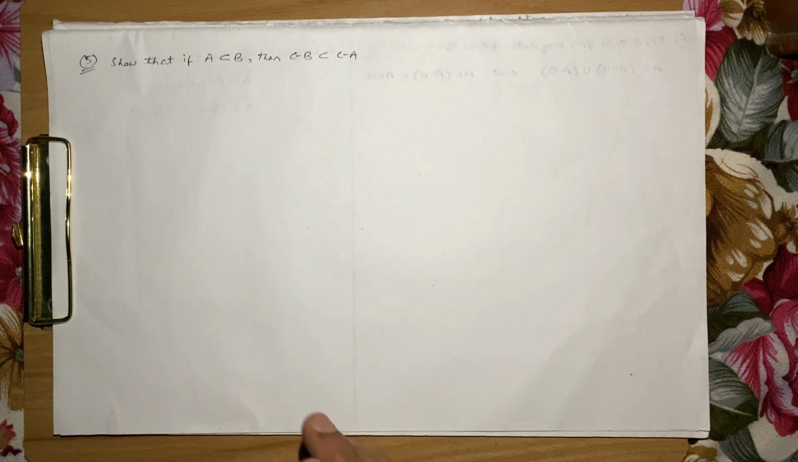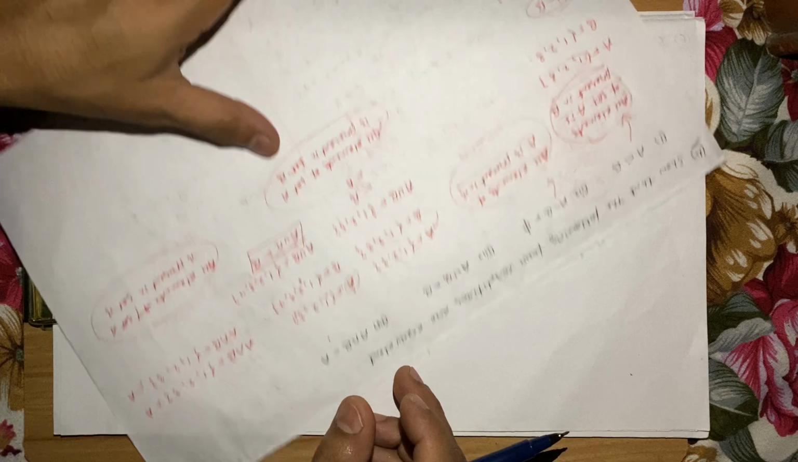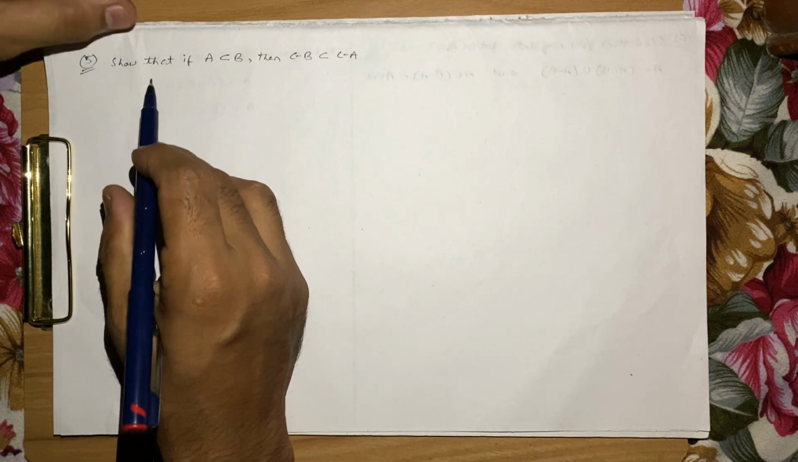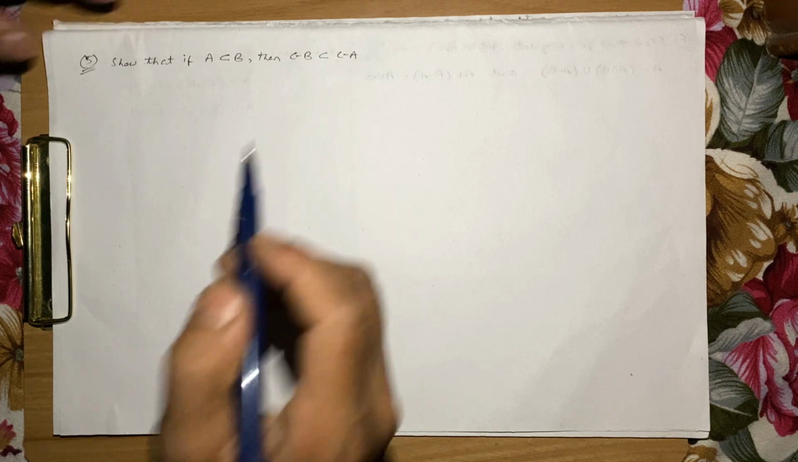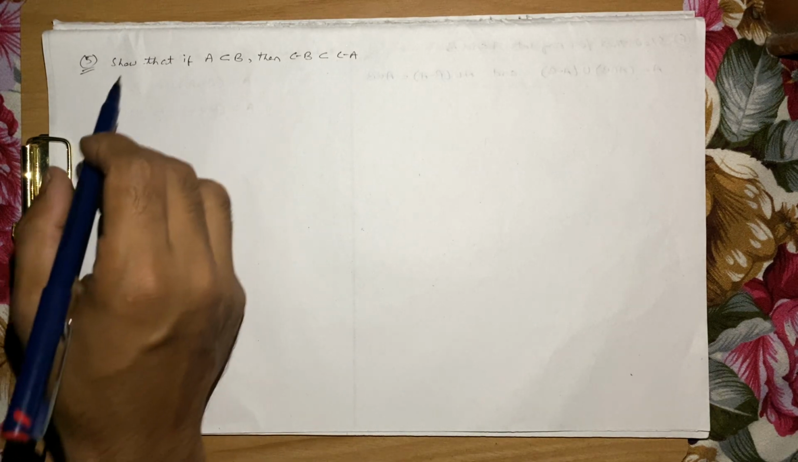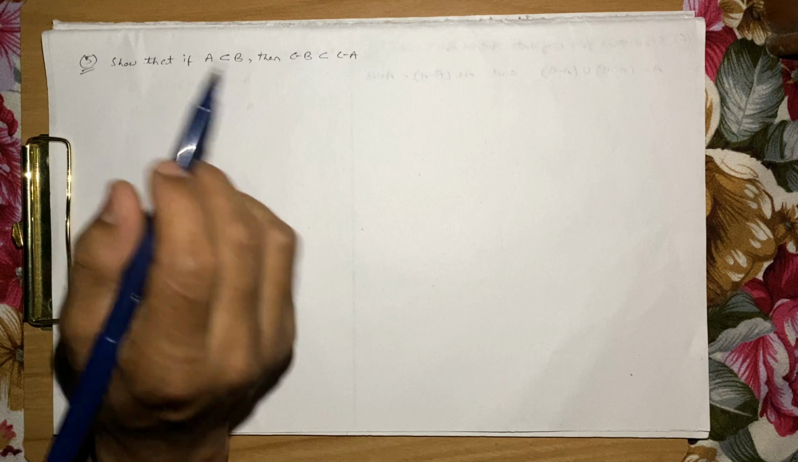Now if this is clear, let's move on to the next question, okay. So the next question is, we have done question number 4, okay. The next question is, show that if A is a subset of B, then C minus B is a subset of C minus A. Now see here carefully, okay.